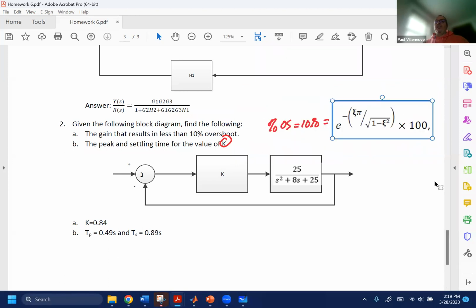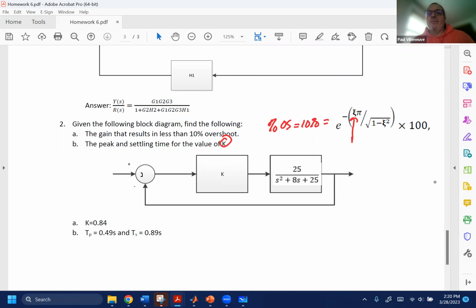Okay, so that equation, the first thing you do is you're going to have a percent overshoot, 10%. You're going to set that equal to here and solve this equation for zeta. That's the first step. Solve that equation for zeta. And we developed the equation and how to do that. I can't remember which class we do it in, but it's just a little bit of a mathematical process.